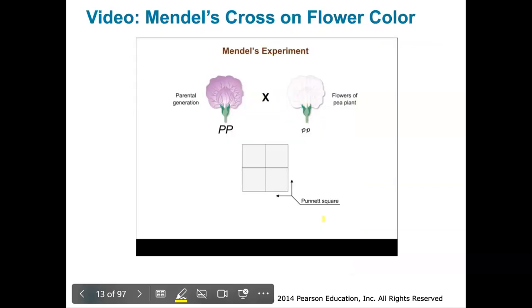So the way we found out that this works is the original purple flower parent donates a purple gene or purple allele, big P, and the white flower donates a white allele, or little p.